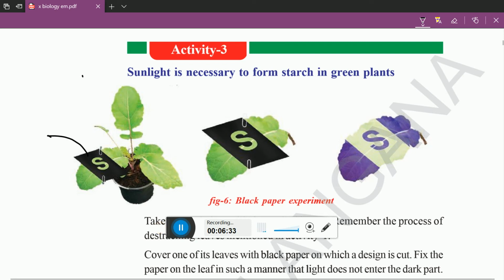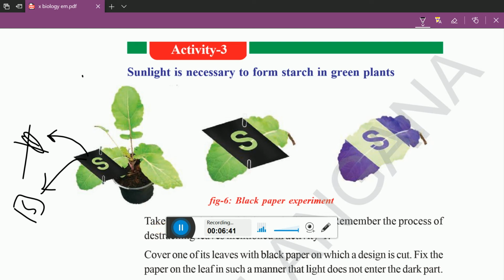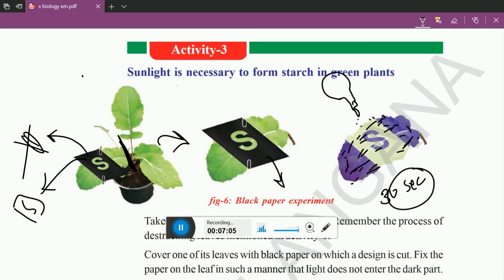That means no change will occur, no change will be seen. And as we open this area, this also turns purple. If we consider that this part is 1, this part is 2, this part is 3, and this part is 4, then the first, second and fourth parts turned purple. The third part did not turn purple. That means no color change was seen here.